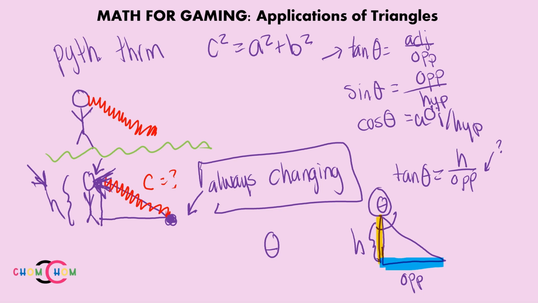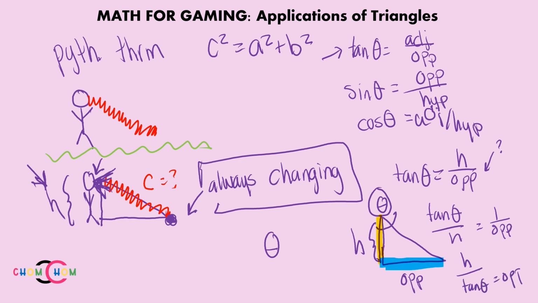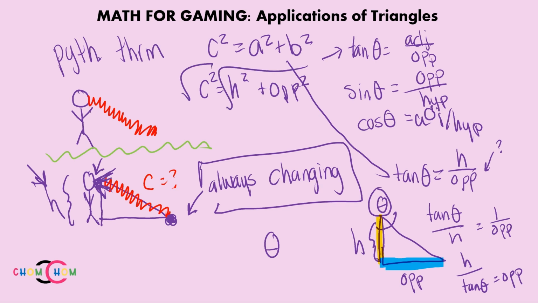Basically, what I'm going to do here is take tangent theta and divide out by our h, so tangent theta over h equals 1 over opp. And then I'm going to take the reciprocal of all, so h over tangent theta equals our opposite side. Then we can plug it back into our equation here and do c squared equals height squared plus opp squared. So that's one of our options. Then we can take the square root and do all that good stuff.